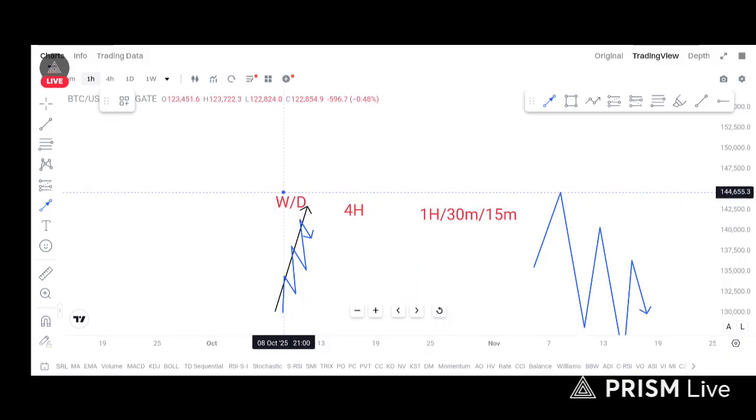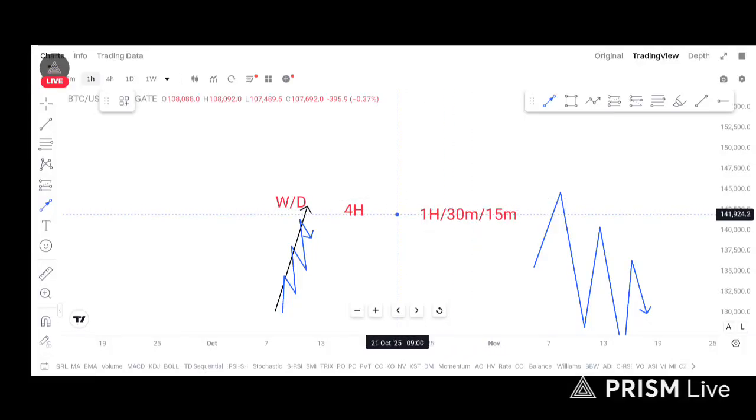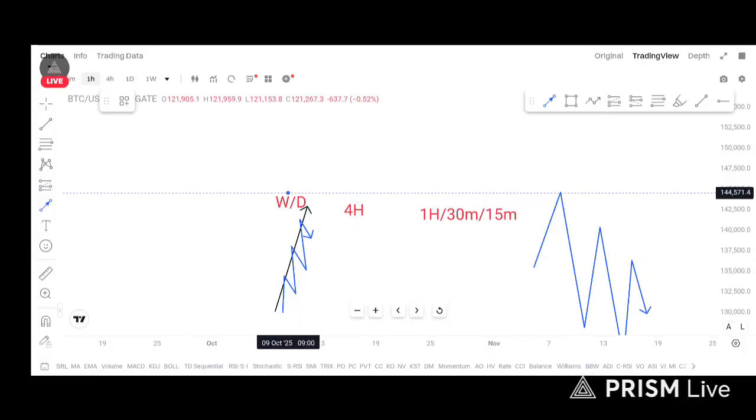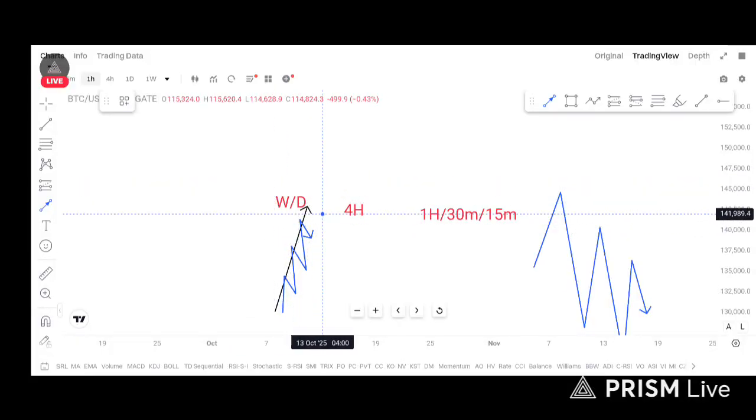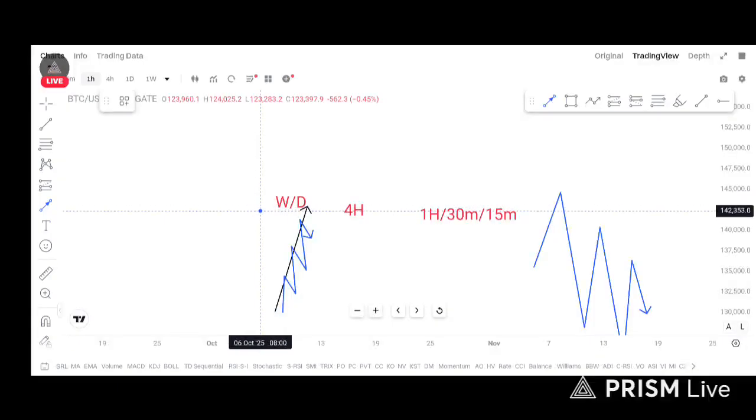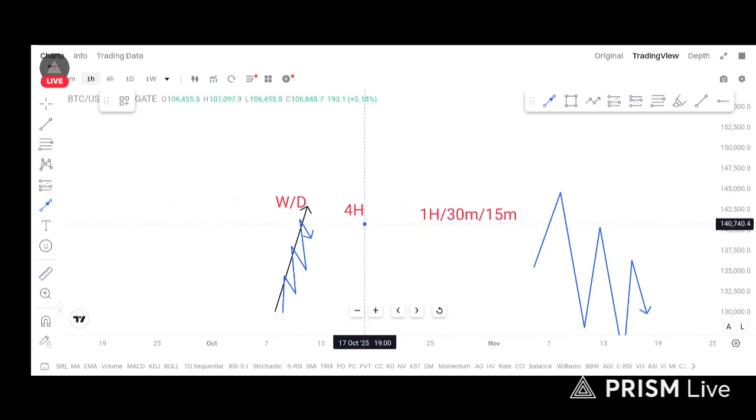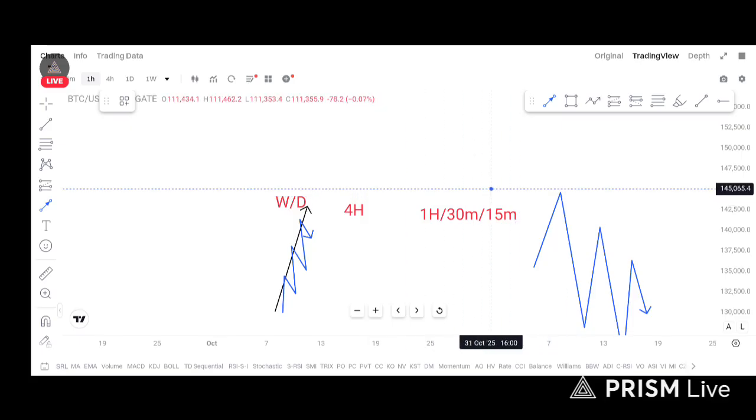So these are the 3 major time frames we'll be using for our top down analysis. We have our directional time frame, which is weekly or daily. Sometimes you can switch to monthly. This is for our directional bias. Then we have our intermediate time frame, which is 4 hour, to get a clearer picture. Then we have our entry time frame, which is these guys.